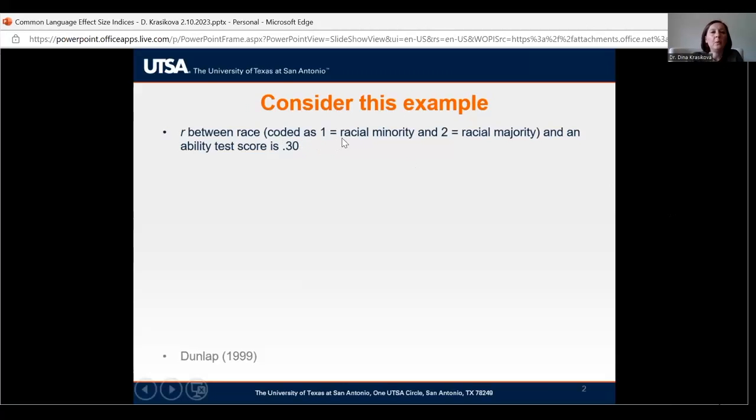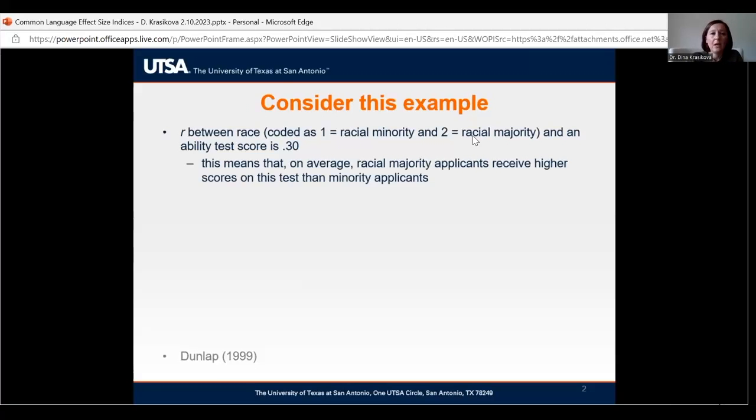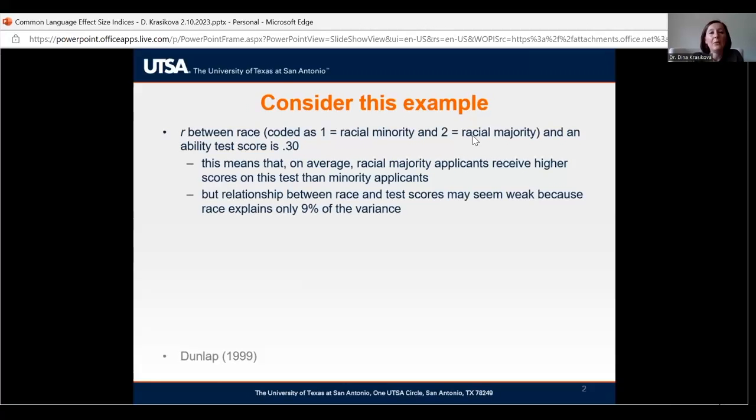So race would be coded, one as racial minority and two as racial majority. Let's say we correlated race with the test score and we got a correlation of 0.30. So this correlation will mean that on average, racial majority applicants receive higher scores on the test compared to the minority applicants. Now, if we square this correlation, we get 9%. This is the coefficient of determination, which is the proportion of variance in the ability test scores explained by the grouping variable, which is race.